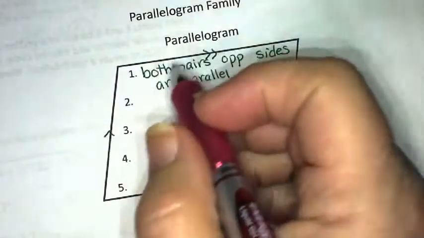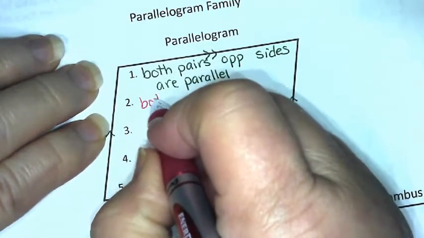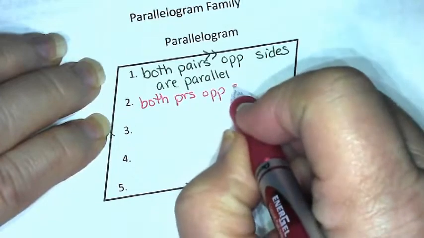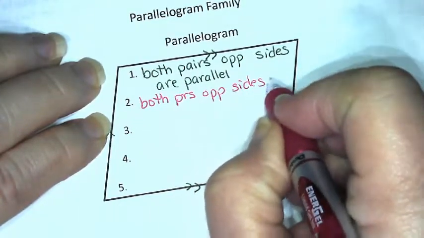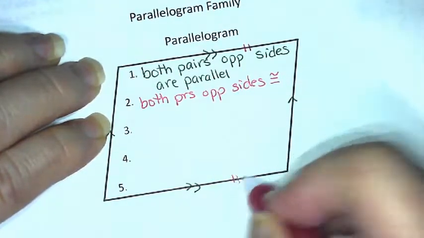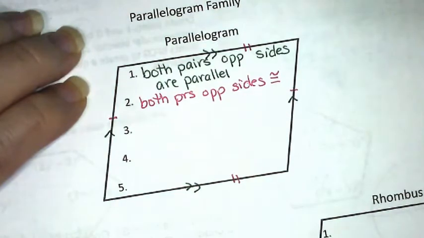Number two, if you know a figure is a parallelogram, you know that both pairs of opposite sides are congruent. So that means this one's congruent to this one, and this one's congruent to this one. Both pairs of opposite sides are congruent.